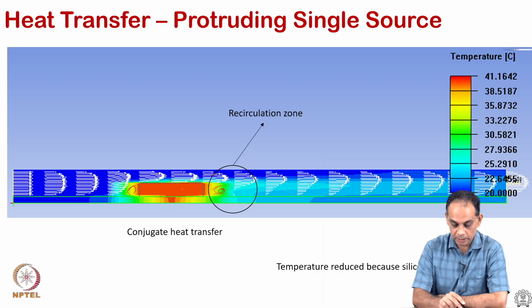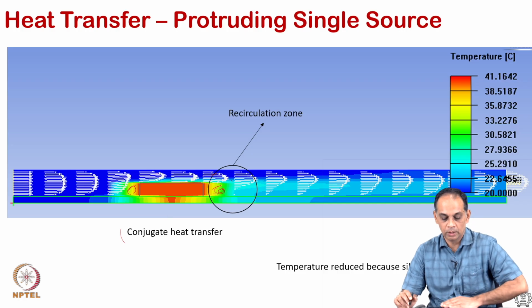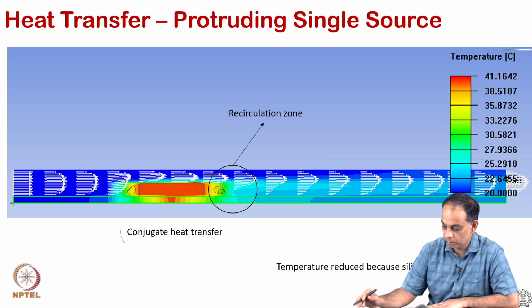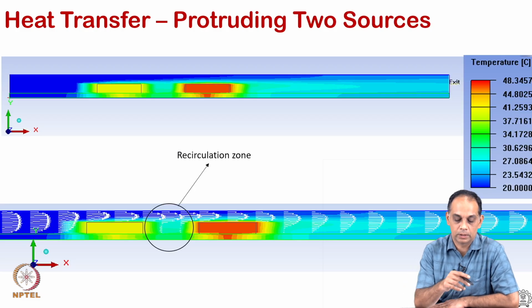However, the thermal boundary layer grows very significantly, not just from the heat source; even before the heat source there is a thermal boundary layer because of the conduction through the substrate, and this we call conjugate heat transfer. For this discussion, we will stop here, saying that conjugate heat transfer is a very important aspect, but we will not be able to carry it forward. So, we will keep this situation, and now look at the situation where we have two protruding heat sources.